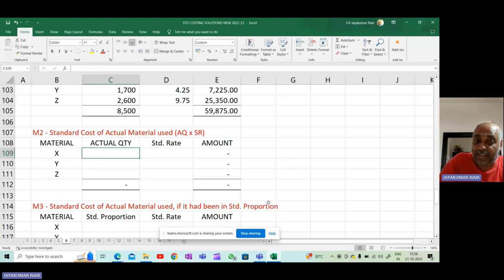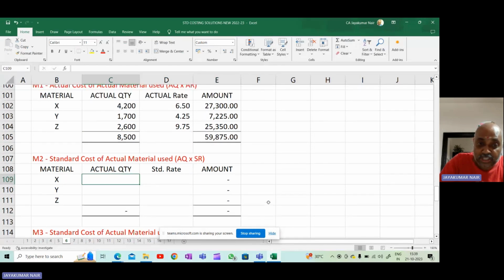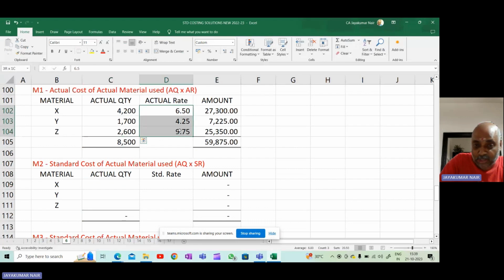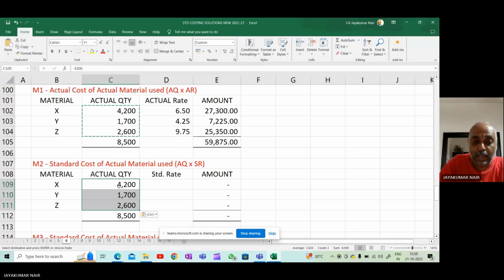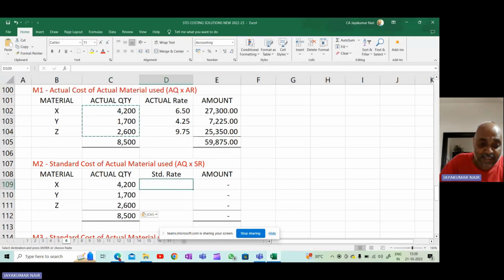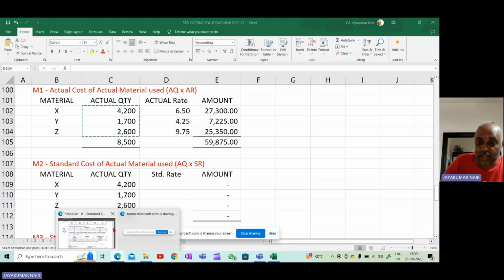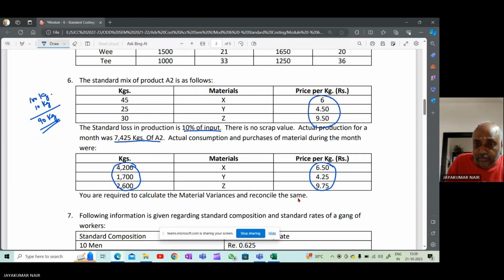Now, what is the second one? The second one is to calculate the standard cost of actual material used. Take the actual quantity and multiply it by the standard rate. What is the standard rate? In the question, standard rates are given to you. For material X, per kg, you are supposed to pay 6 rupees. That is a standard rate fixed. For Y, it is 4 rupees 50 paisa, and for Z, it is 9 rupees 50 paisa.